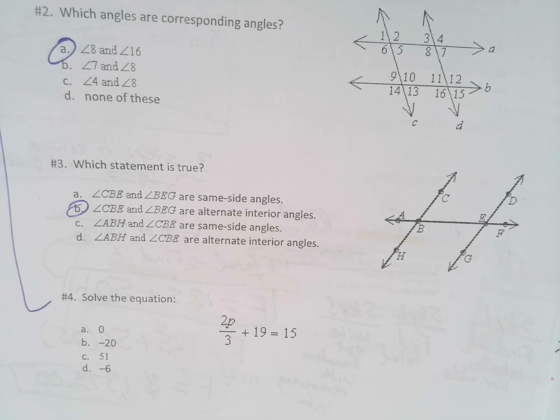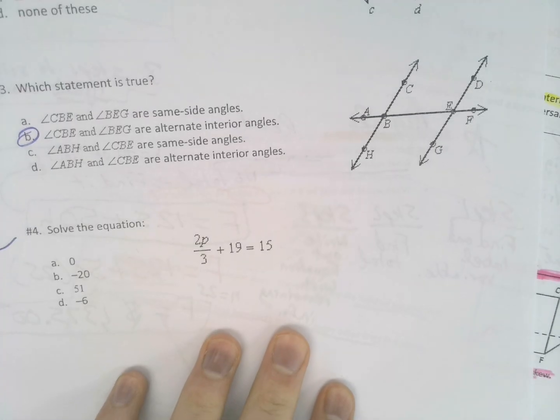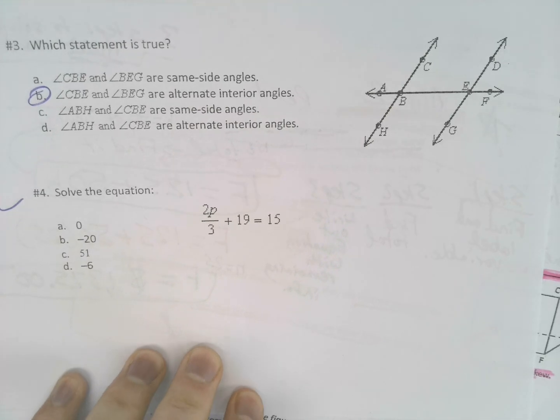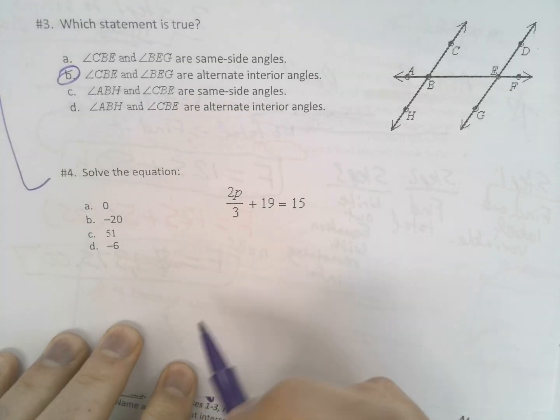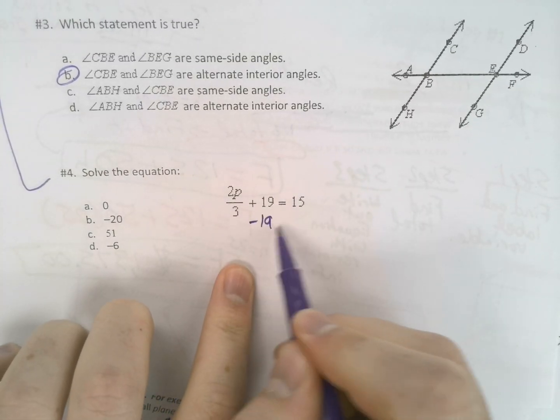We got a little bit of algebra action. I like it. That was always my favorite. Let's go. Press. Help me out. How would you solve number 4 here? Well, you subtract 19 from both sides.